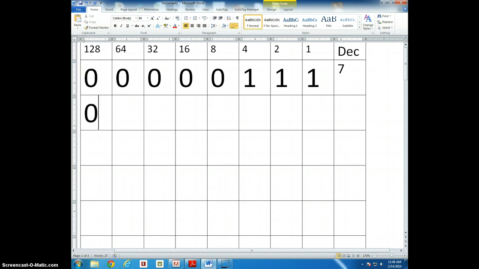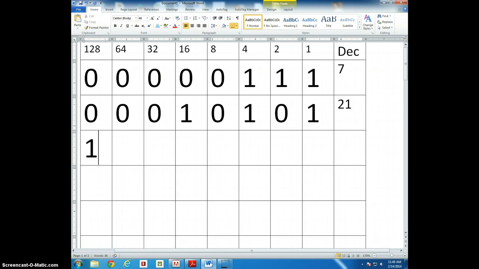So if I have 0, 0, 0, 1, 0, 1, 0, 1, then I'm simply going to say 16 plus 4 plus 1, because the 16-bit column is switched on, the 4 and the 1. So 16 plus 4 is 20, plus 1 is 21. So that's the way the computer would represent the number 21. So if you had 21 in a spreadsheet, and it was an 8-bit number, the computer would represent it as 00010101.